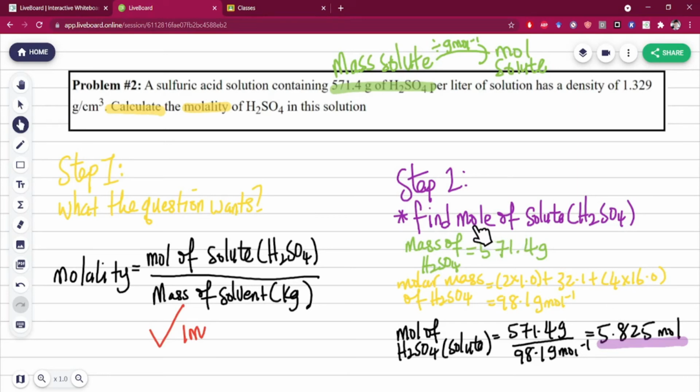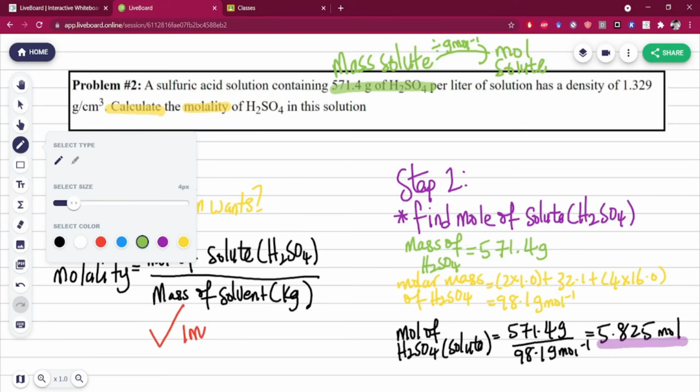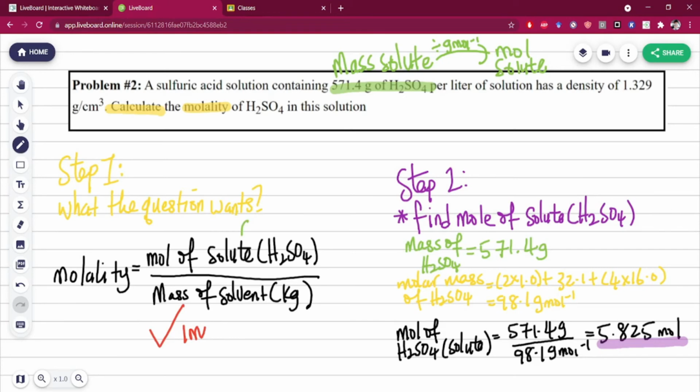Now, you found the number of mole of solute, mass given to you is this. So work out the molar mass for H2SO4. Very simple. You will get 98.1 gram per mole. And to get the number of mole, just do the simple mass-mole relationship. And you get the number of mole for solute, which is 5.825 mole. So by doing that, automatically, you have done this part already. Now, the only thing that we need to do now is to find what is the mass of your solvent in kilograms. Note that at this point, we haven't done any assumptions yet.